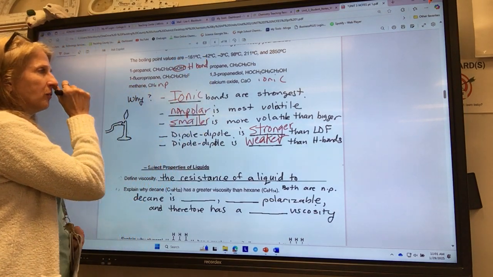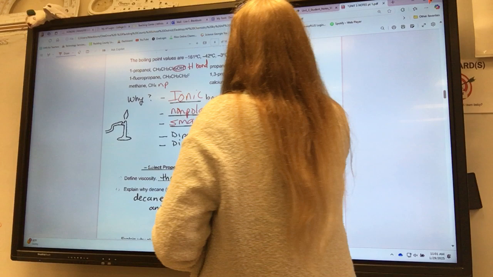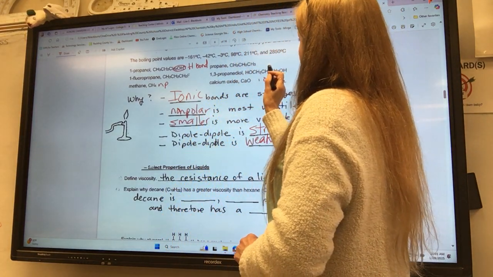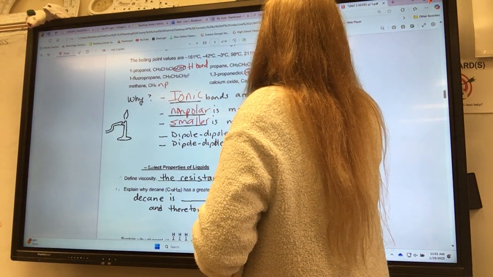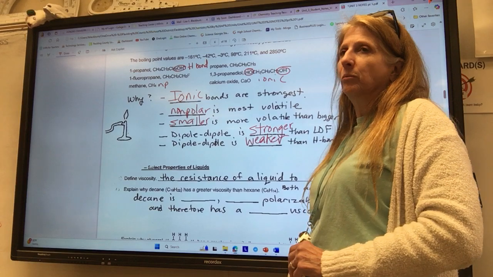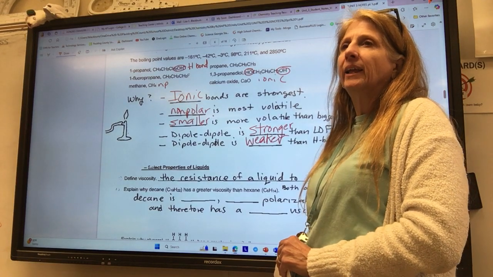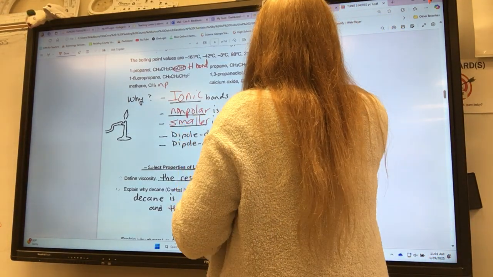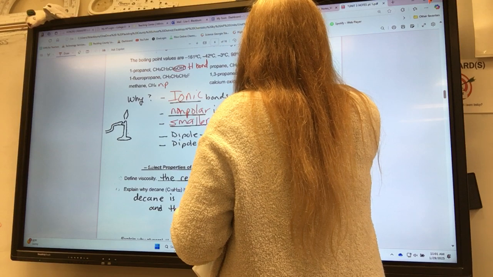Okay. And if we look over at this one, 1,3-propanediol, I'm sure I said that really good. It's got two of them. Is 2 better than 1? Yes. So it's got 2 hydrogen bond places.